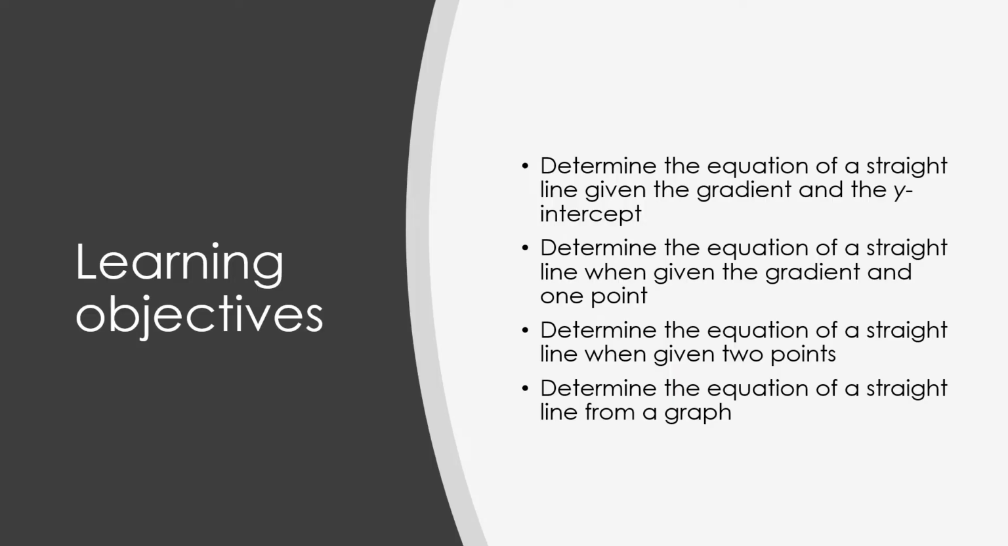So, 4 learning objectives in the video. The first one is to determine the equation of a straight line given the gradient and the y-intercept. The second objective is to determine the equation of a straight line when given the gradient and 1 point. The third objective is to determine the equation of a straight line when you're given 2 points. And the final objective for this video is to determine the equation of a straight line from a linear graph.